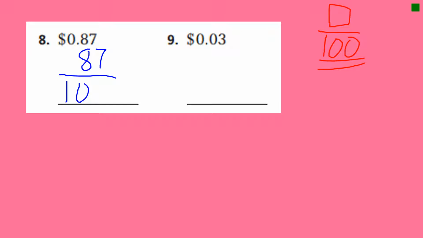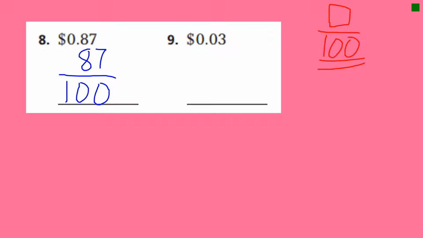Okay, so now we pop down here to 8 and 9, and those directions say, write the money amount as a fraction in terms of dollars. Okay, in terms of dollars. So a fraction in terms of dollars is going to have 100 in the denominator, right? Something out of 100 because 100 cents makes a dollar. Okay, so we have here for number 8, 87 cents. 87 cents is 87 out of 100 that make the whole dollar. 87 hundredths is the same as 87 cents.